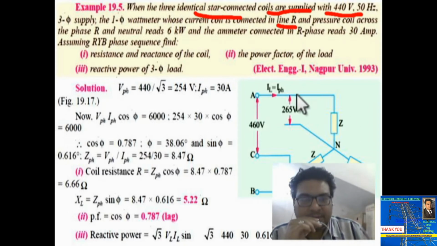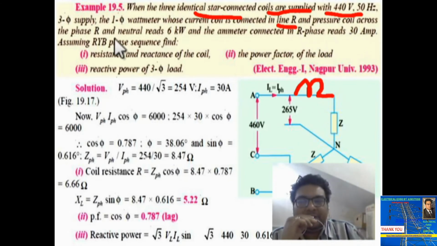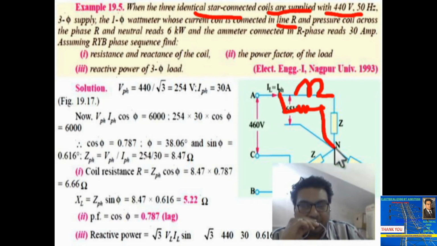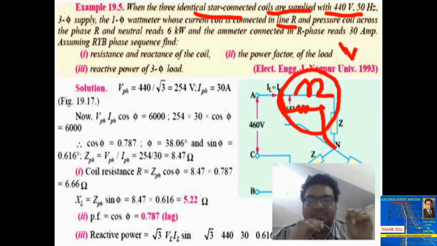Here this is R, so the current coil is connected in series in this fashion, and the pressure coil across the phase R. From here it starts, this is the pressure coil from R to neutral, and it is connected to neutral. So guys, this is the wattmeter connected in R phase, and this will read single phase power.